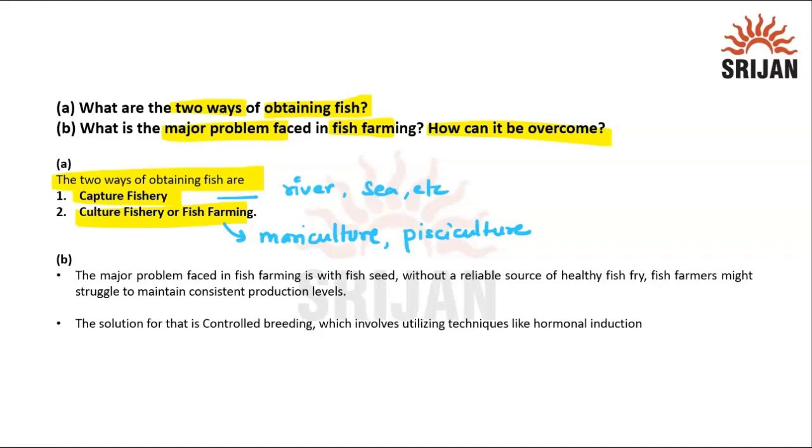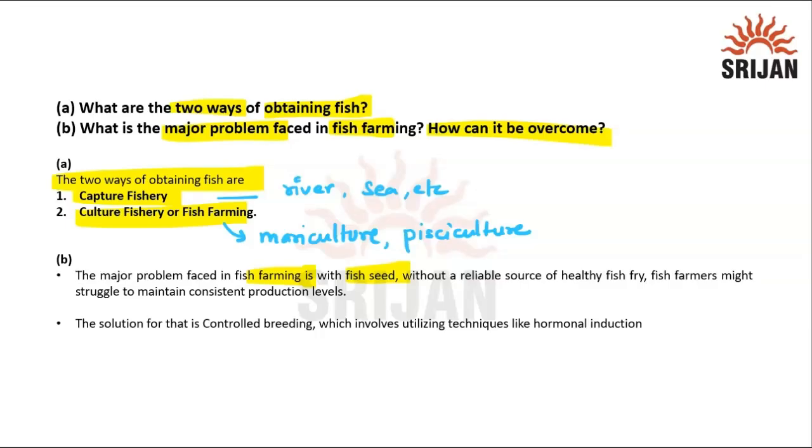Now the second question says: what are the major problems that one faces in fish farming and how can they be removed? So the major problem that one has to face in fish farming is the fish seed. Now you know how to culture it, but the thing is how you will get the seed continuously. Okay, seed means the organism.